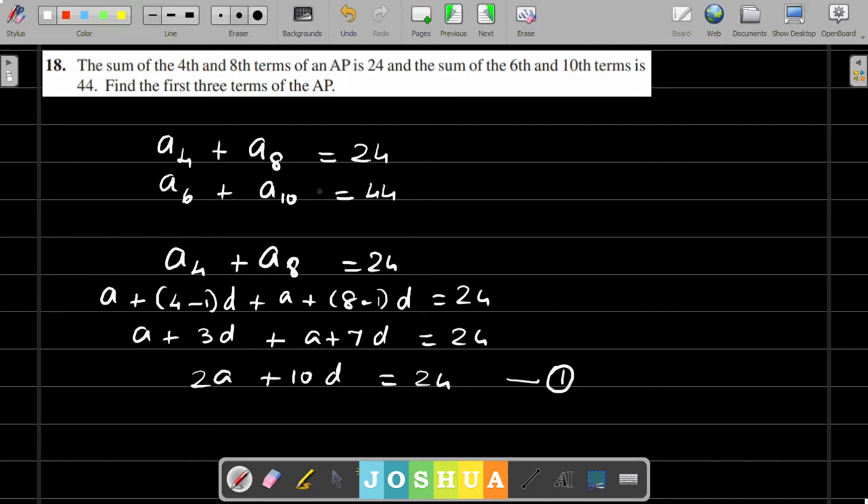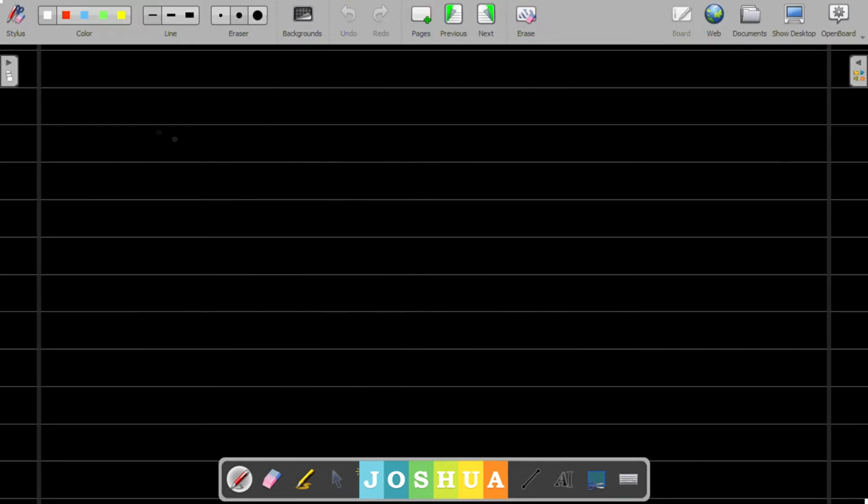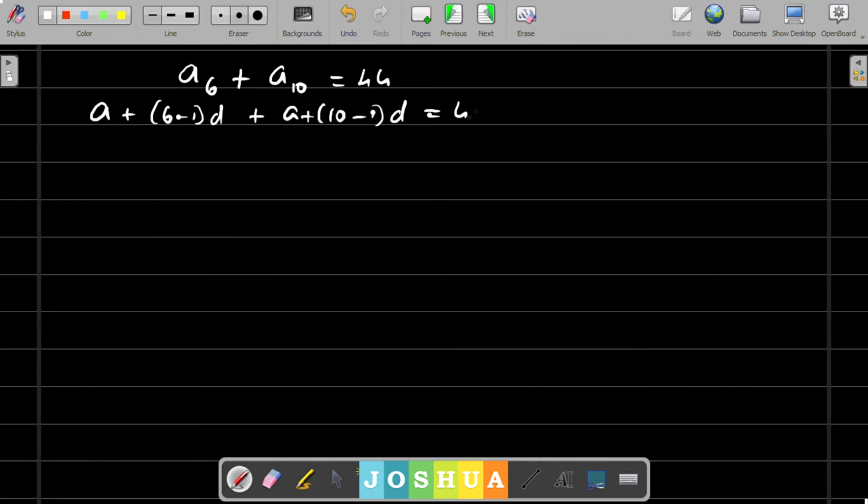Now I am going for the second part, the sixth term and 10th term. The sum of the sixth term and 10th term is 44. As usual, what is A6? A plus 6 minus 1 d plus a plus 10 minus 1 times d, that is equal to 44.